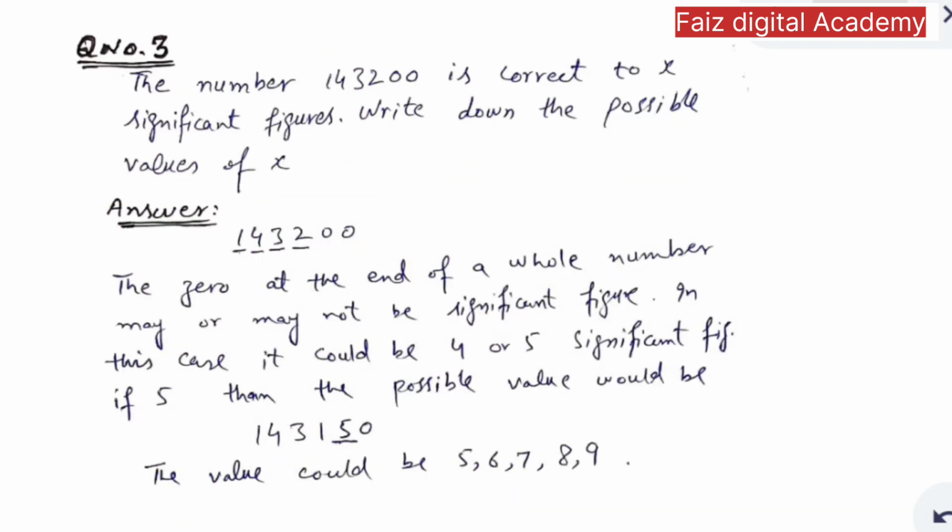In question number 3, the number 143200 is correct to x significant figures. Write down the possible values of x. So if we read this number, we can see that 1, 4, 3 and 2, there are 4 significant numbers.